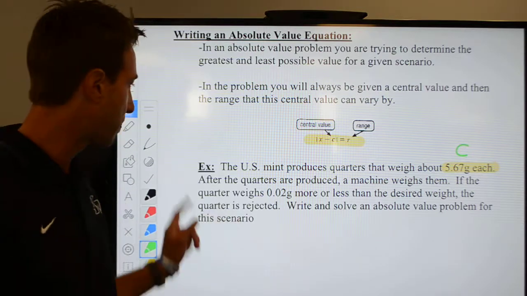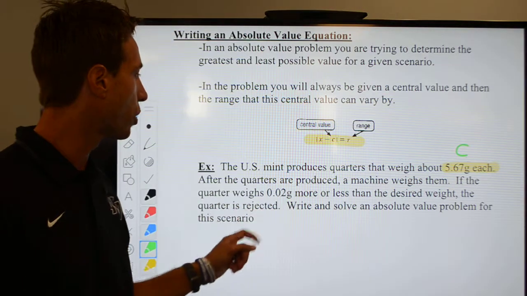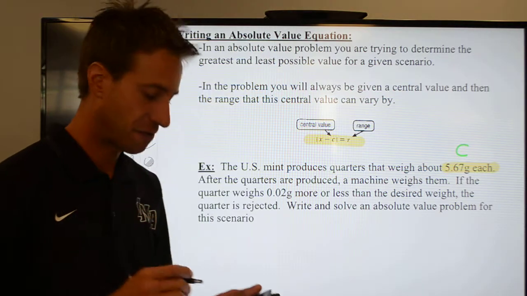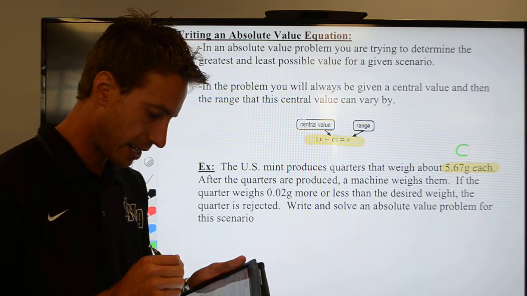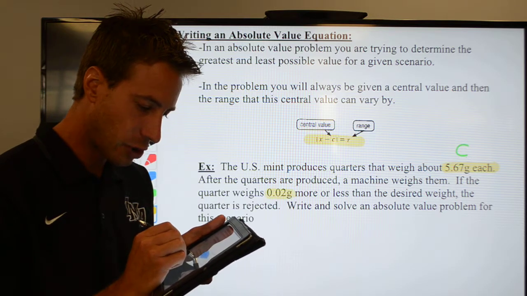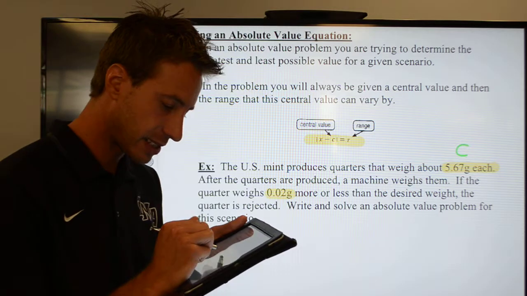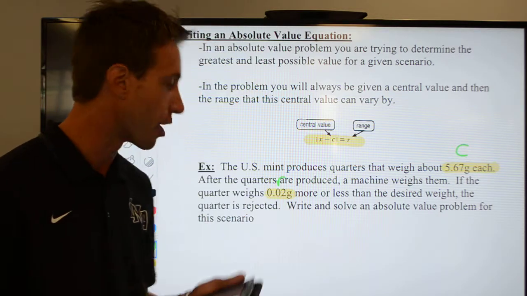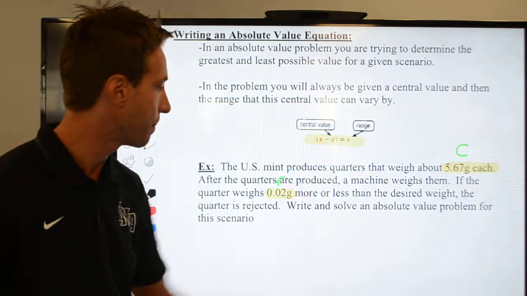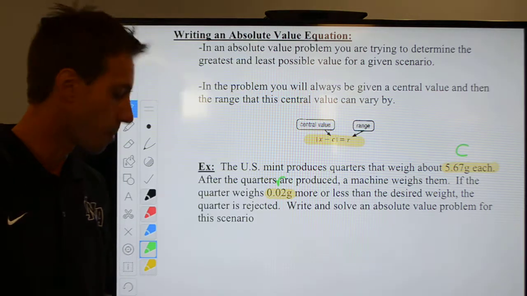But what actually happens? After the quarters are produced, a machine weighs them. If the quarter weighs 0.02 grams more or less, found it. So what we've got here is my range. The quarters could weigh 0.02 grams more or less than that central value. Let's mark that with an R, my range. Than the desired weight, the quarter is rejected. Write and solve an absolute value problem for this scenario.